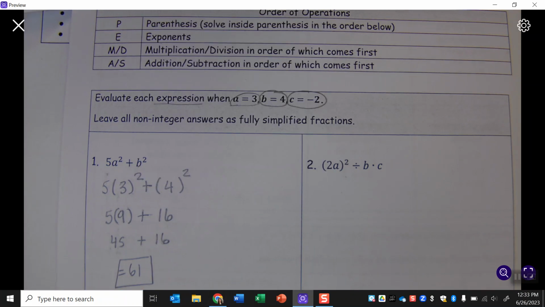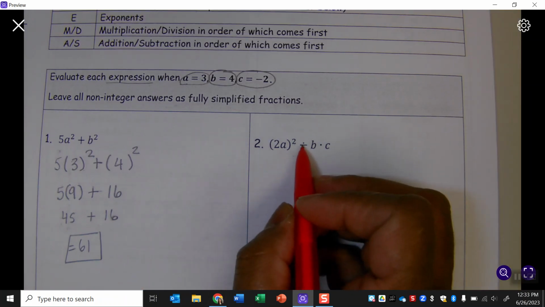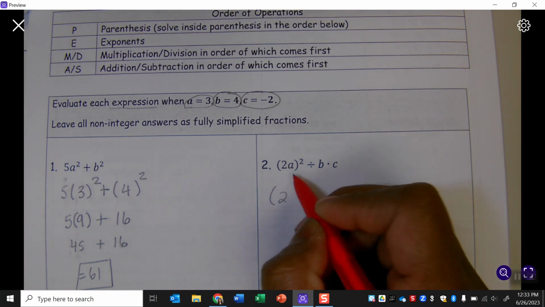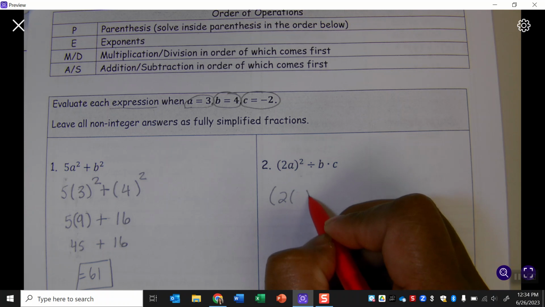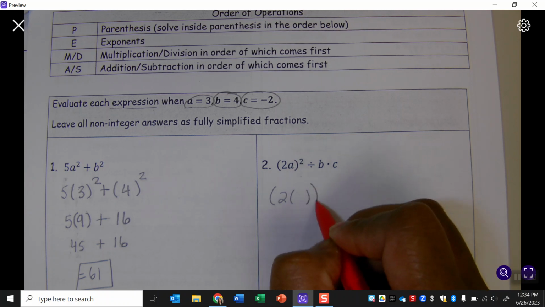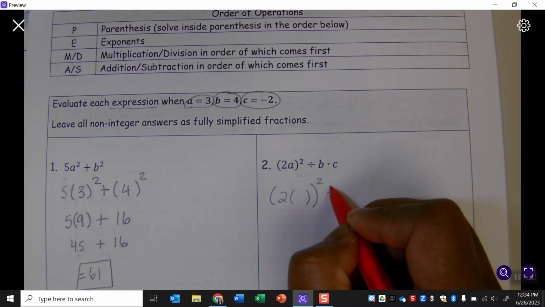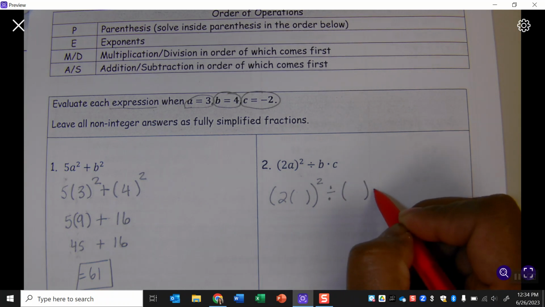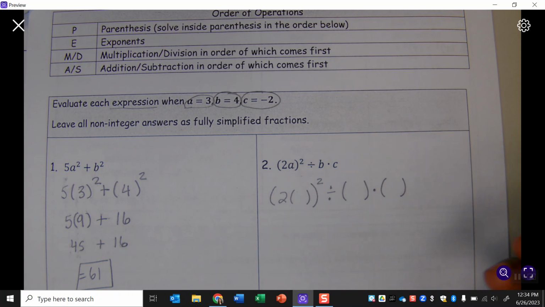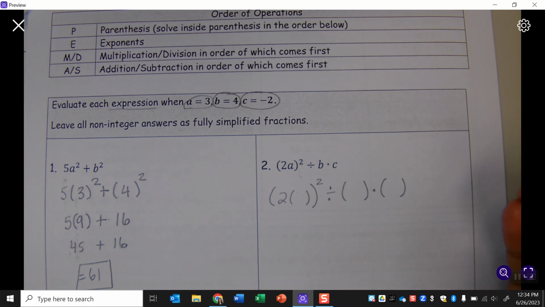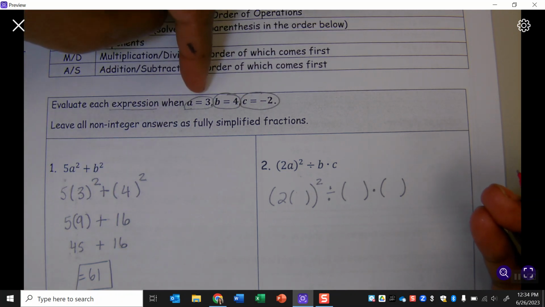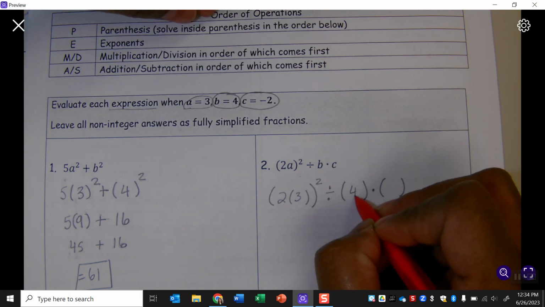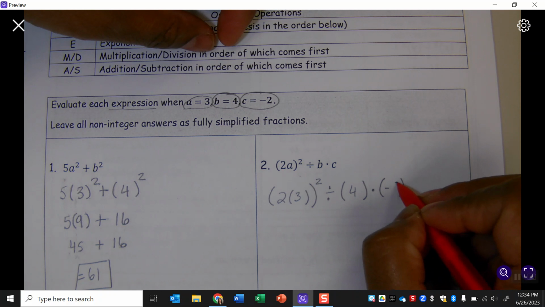It's the same thing here. We're going to go ahead. There's a bunch of parentheses here, so I'm going to bring down this parentheses to A. I'm going to put a parentheses for A, and then bring down this parentheses squared divided by B. I'm going to put a set of parentheses times C. Now that I have all my parentheses there, let me go ahead and plug stuff in. A is 3, B is 4, C is -2.